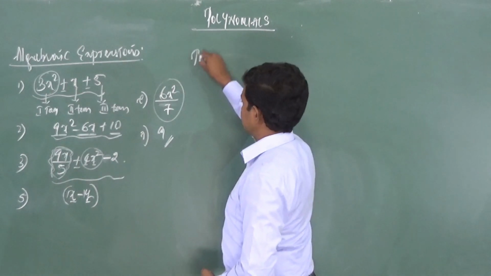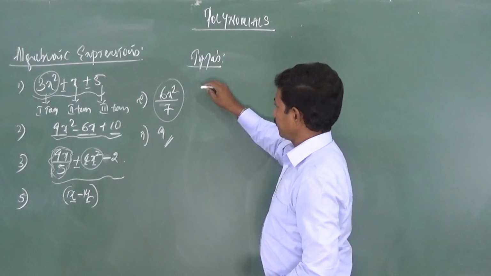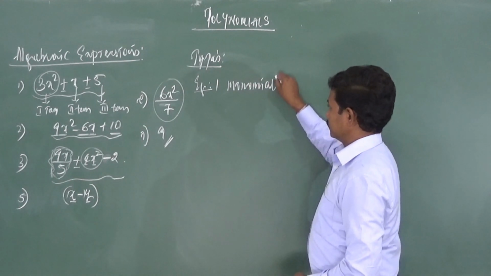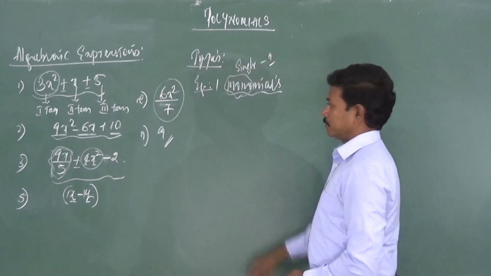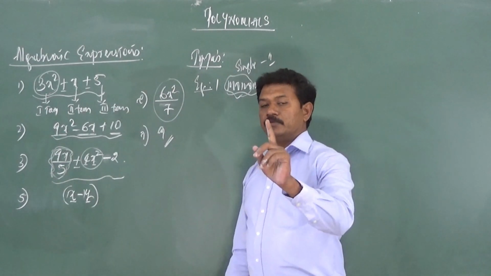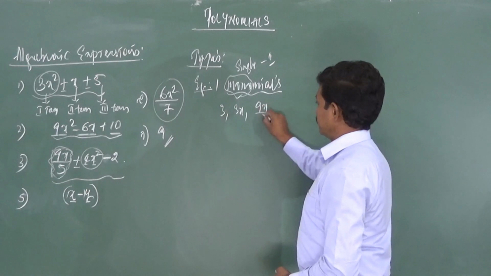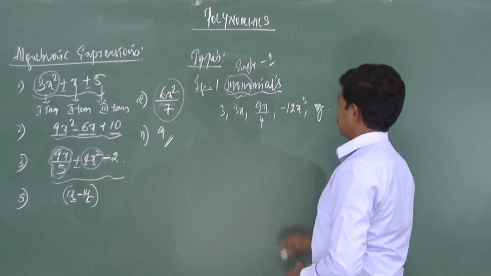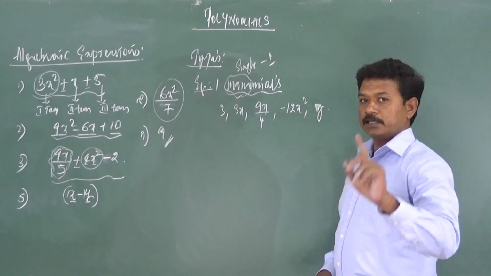Now we'll go with the types of algebraic expressions. Example 1: monomials. Mono means single, in the sense that it is mathematically one. So what is a monomial? An algebraic expression having only a single term, only one term, is called a monomial. For example, 3x, 9x by 4, minus 12x square, just y. These are all examples of monomials. A monomial is an algebraic expression having only one term.